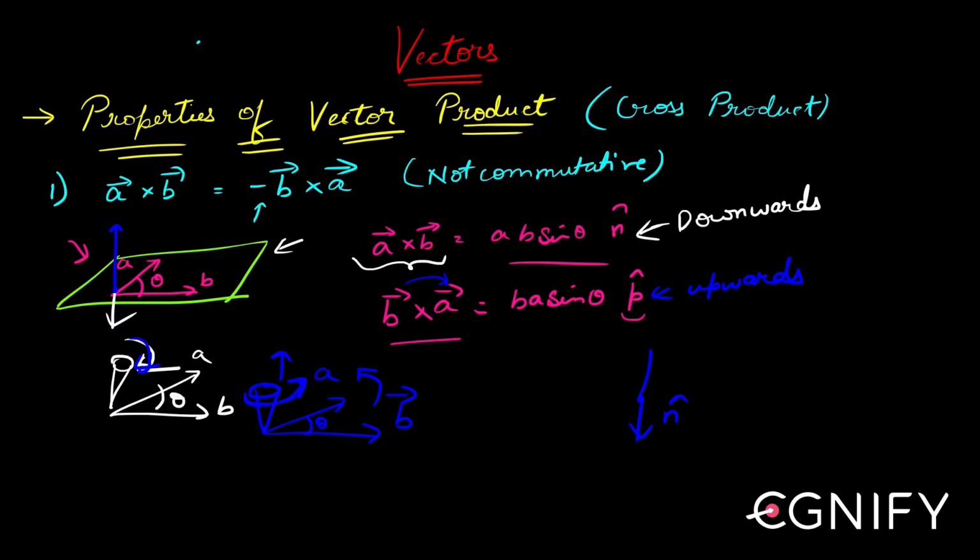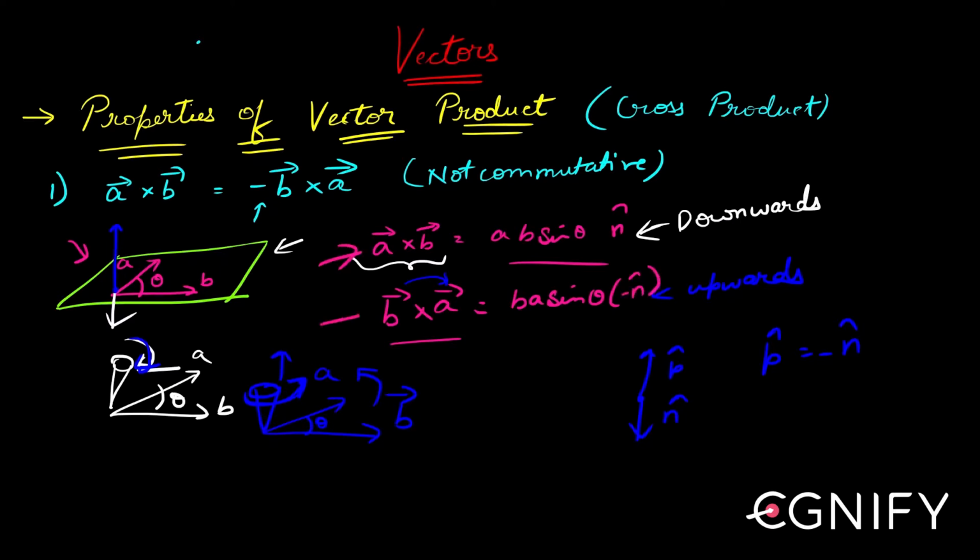I have another vector which is pointing upward, that's called P cap. What is the relation between P and N? P cap is equal to minus n cap, right? Because it's the negative of that vector. So I can replace this P with a minus n cap.